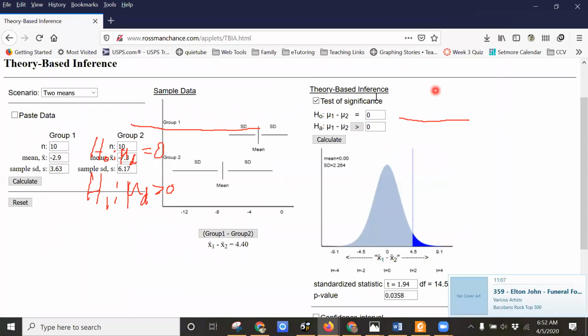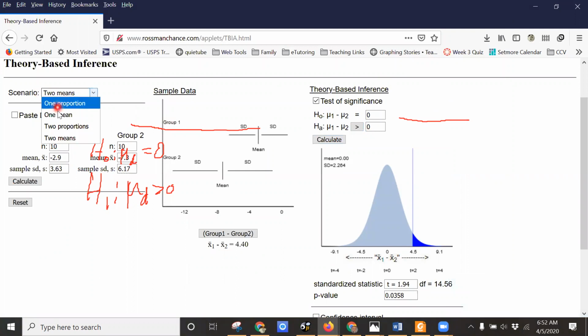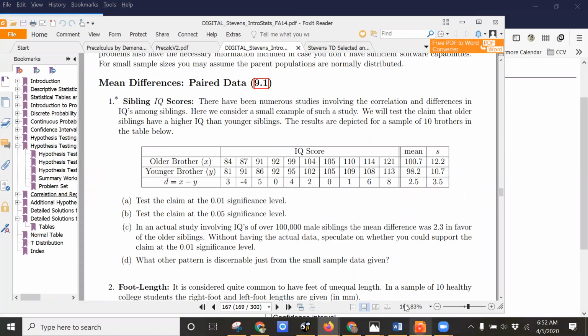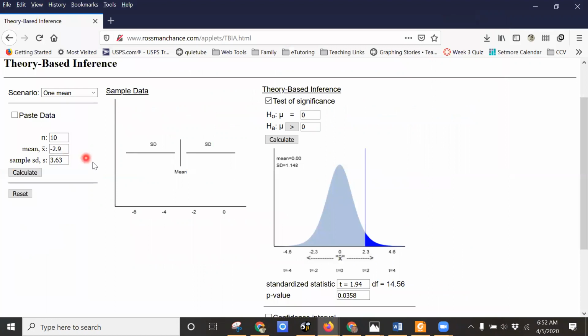Now I'm going to come back to the Rossman Chance applet. Before I leave this page, I'm going to choose one mean and make it a right tail test. Now I can lose that writing because we've got the H0 and HA. And we know n. I didn't write down n. Was it 10? 1, 2, 3, 4, 5, 6, 7, 8, 9, 10. Yes, and of course, they told us 10. I should read the problem. The mean difference is 2.5, and the standard deviation of all those differences is 3.5.